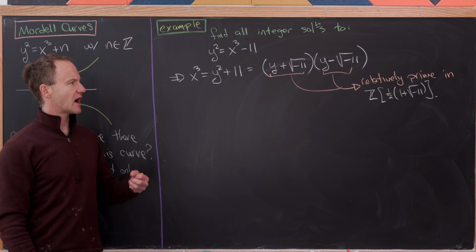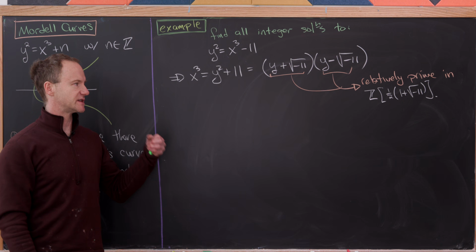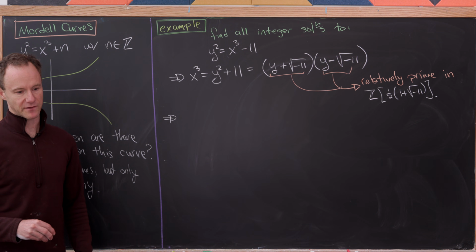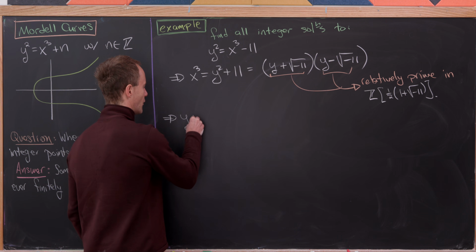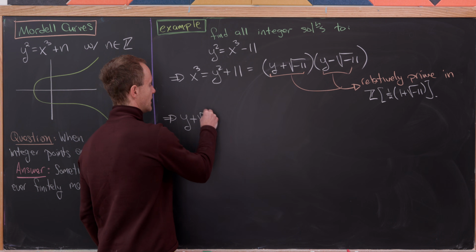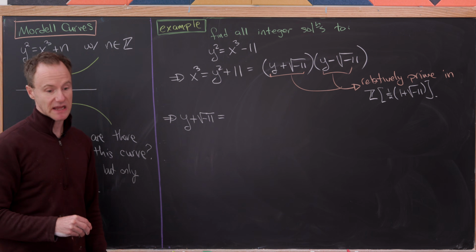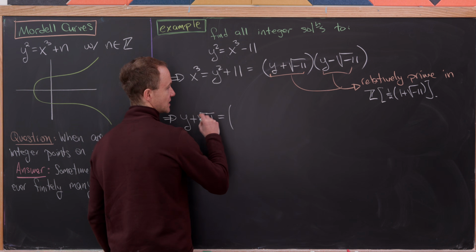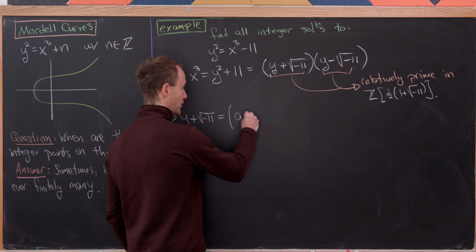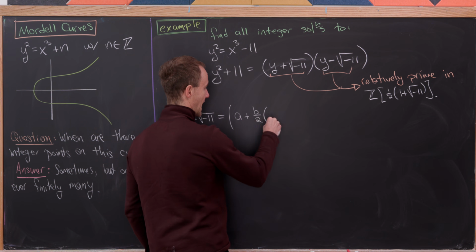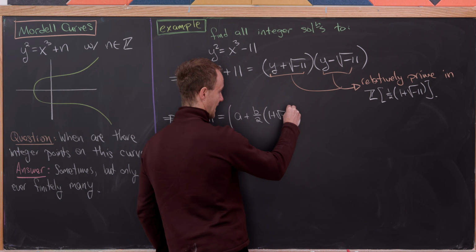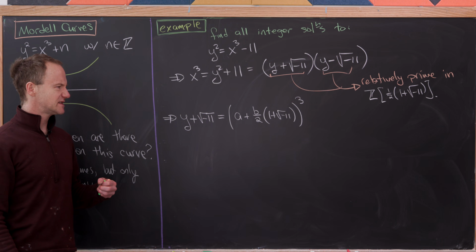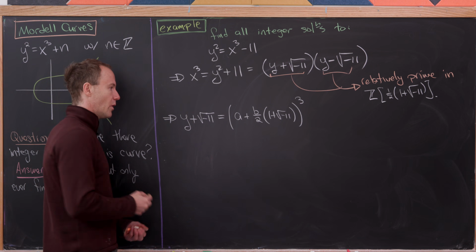But now, if you've got a product of two relatively prime numbers equaling a perfect cube, that means that each of them individually has to be a perfect cube. So in other words, we have y plus the square root of minus 11 must be equal to a perfect cube in this extension. So that means it must be equal to a plus b over 1/2 times 1 plus the square root of minus 11, all cubed.